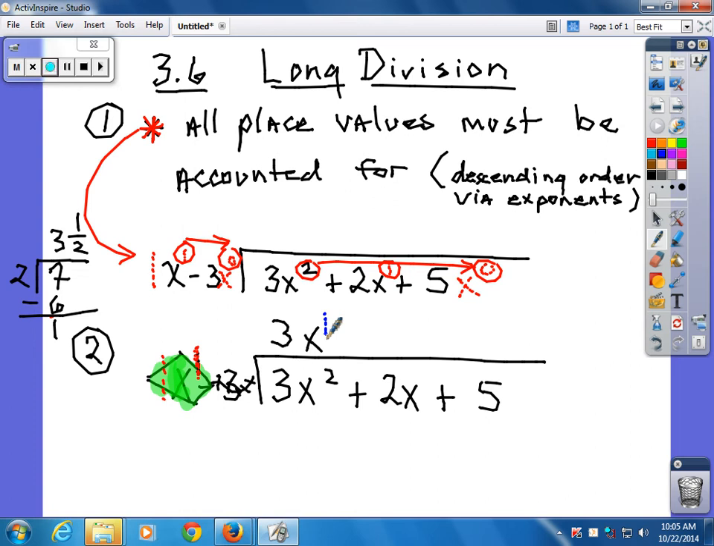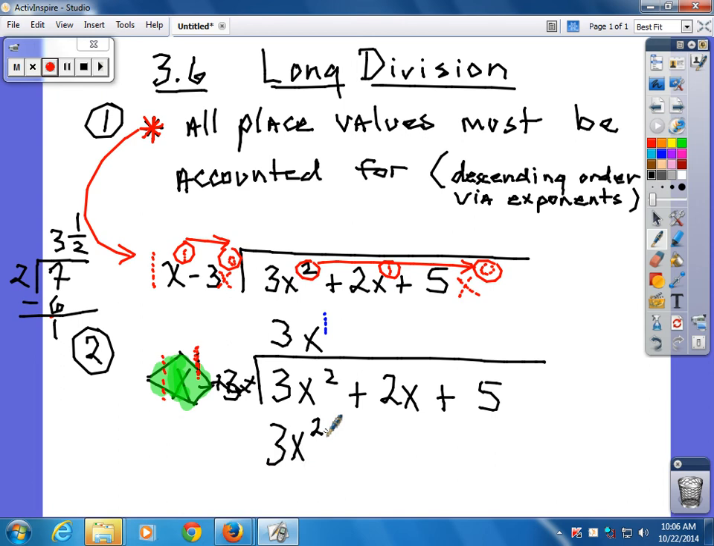Now, we go back to our division back in 3rd, 4th, 12th grade, whichever one you were. And we say 2 will go into 7 how many times? 3 times, and then we do what? 3 times 2 is 6. So we go down here and we say 3x to the first times 1x to the first is what? 3x squared.